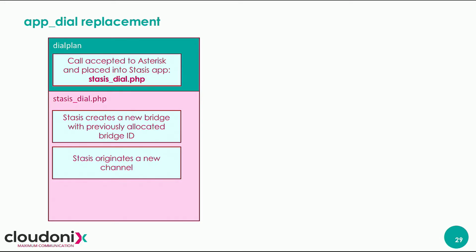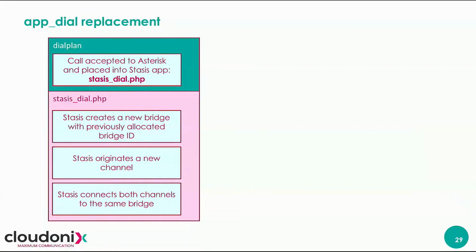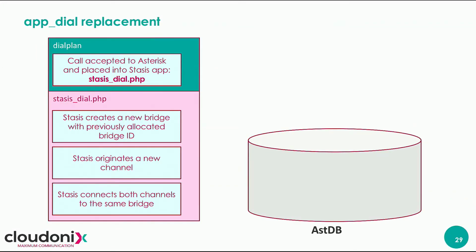When the destination answers, you will connect that call to the bridge. If you need some kind of data storage environment, you can use AskDB to do that. It's the easiest thing to do.